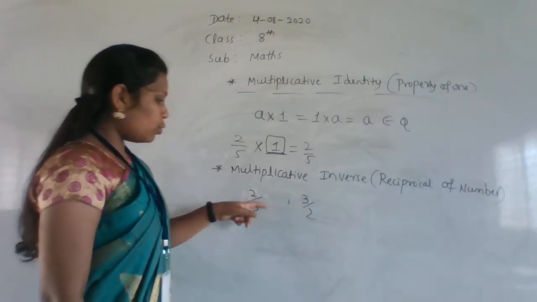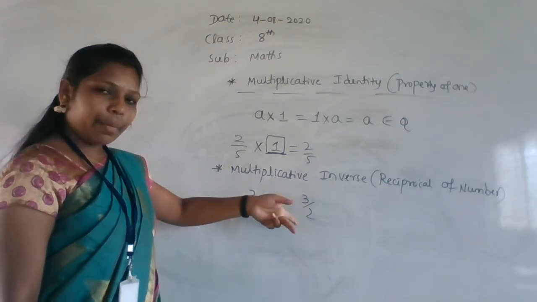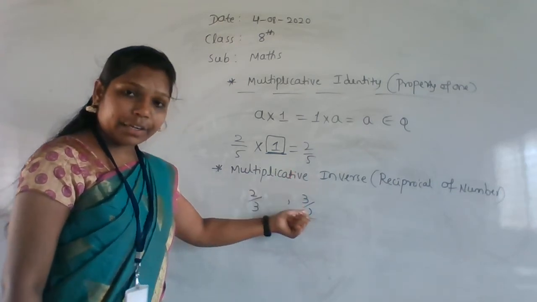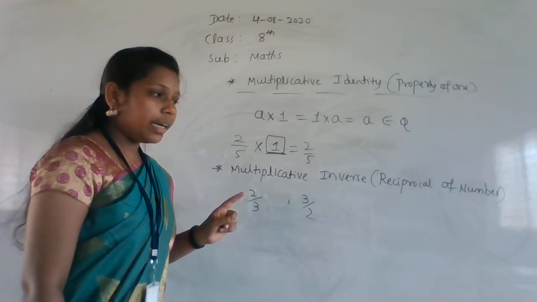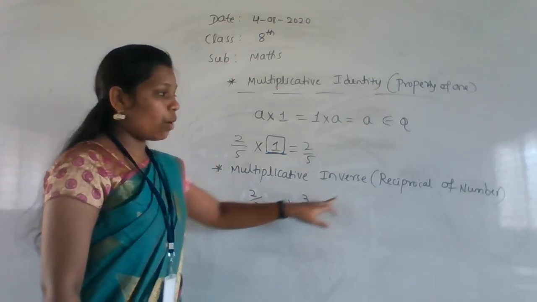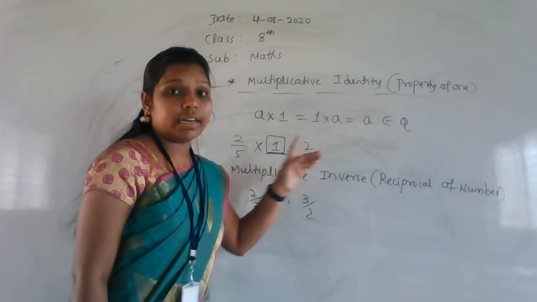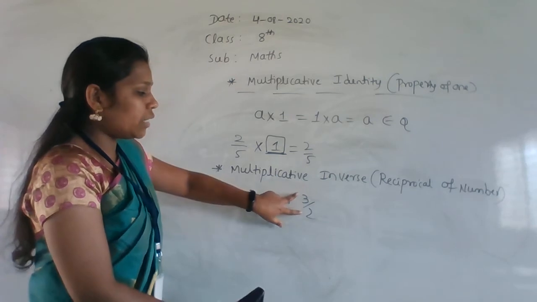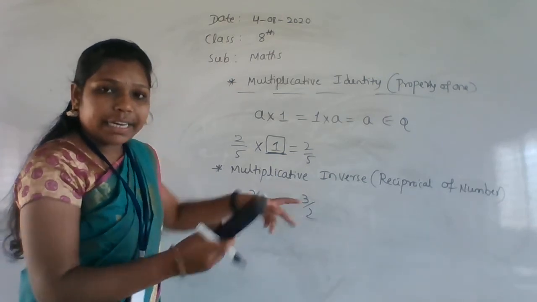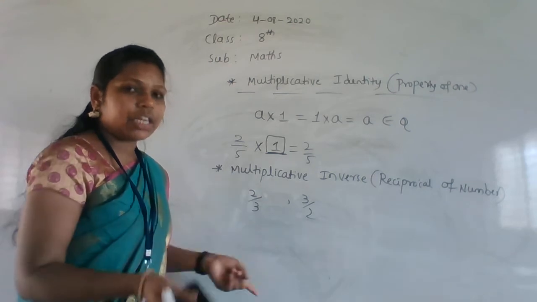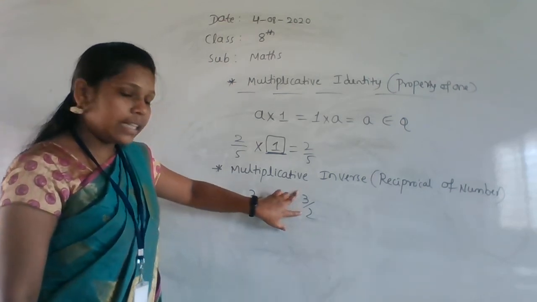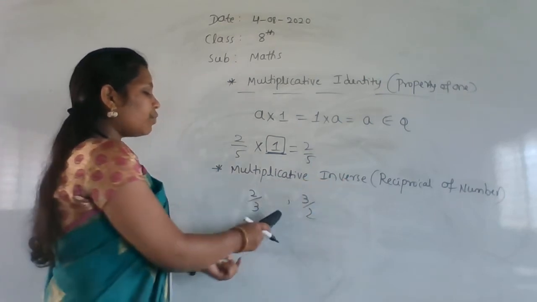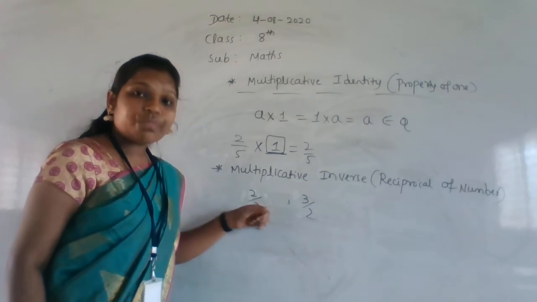So 3 by 2. This is nothing but exchanging of the numerator and denominator. That is called the reciprocal of a number. Reciprocal is nothing but interchanging the numerator and denominator values. Interchange means you have to exchange the values. Exchange the numerator and denominator values, then this is called the reciprocal of this number.